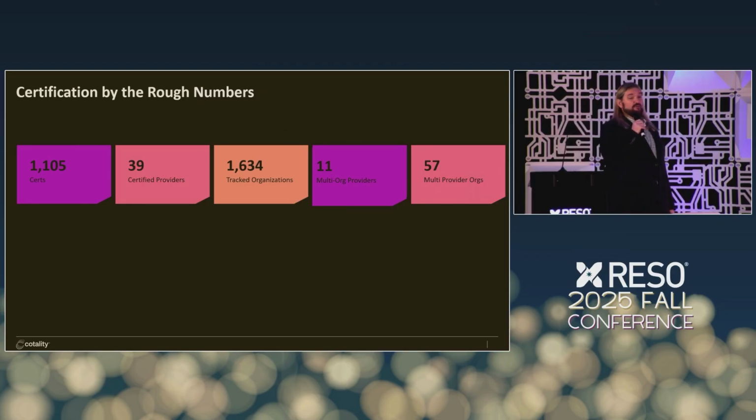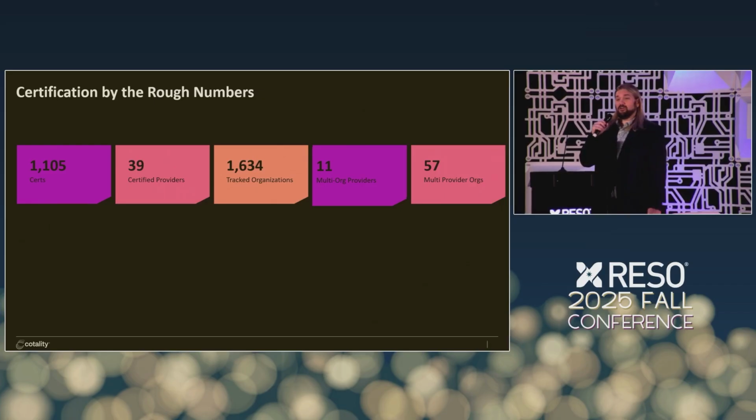So there's been over 1,100 certifications that have been issued across the board. This is vendors, this is MLSs, this is technology providers. It's a staggering amount. There's 39 certified providers currently at this moment, which is phenomenal. 1,600 tracked organizations. So these, again, are MLSs and various organizations that have contributed to RESO and basically have a RESO ID and is available in the JSON that we can parse out for this.